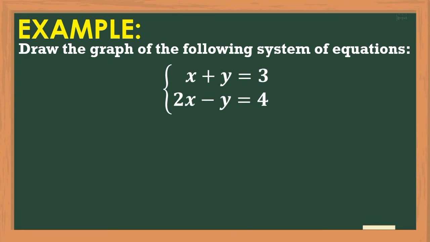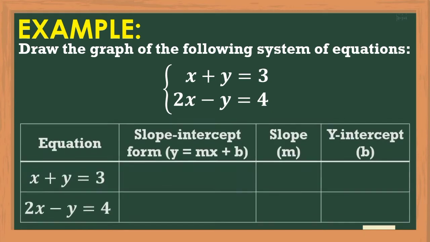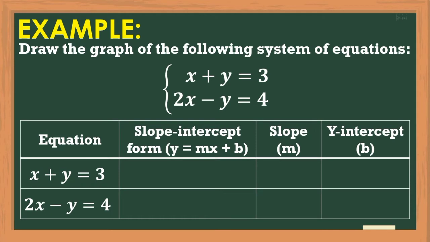The first equation is x plus y is equal to 3. The second equation is 2x minus y is equal to 4. So, let's determine the slope and y-intercept. For the first equation, x plus y is equal to 3, the slope-intercept form is y is equal to negative x plus 3. Negative x is because the positive x was moved to the right side, so it becomes negative. And then the second equation becomes y is equal to 2x minus 4.